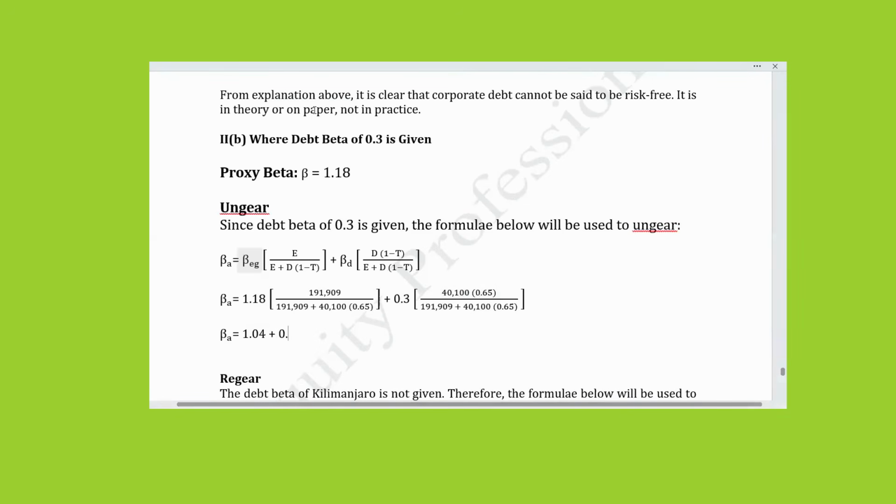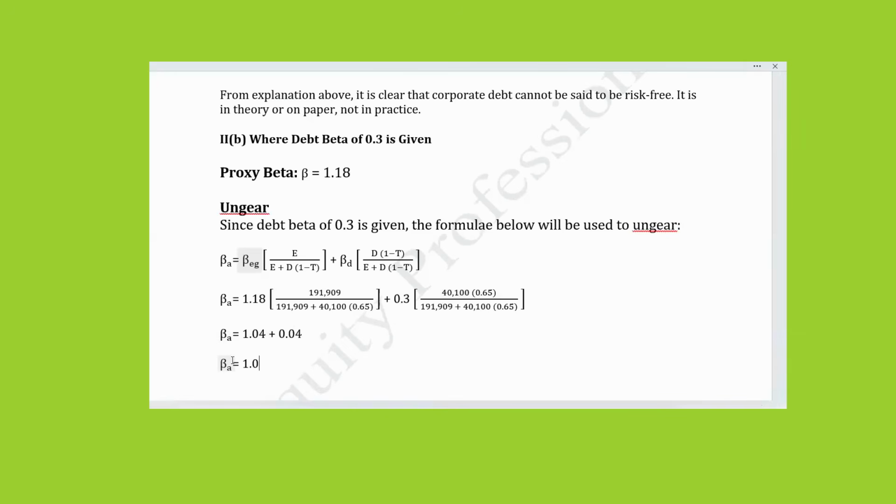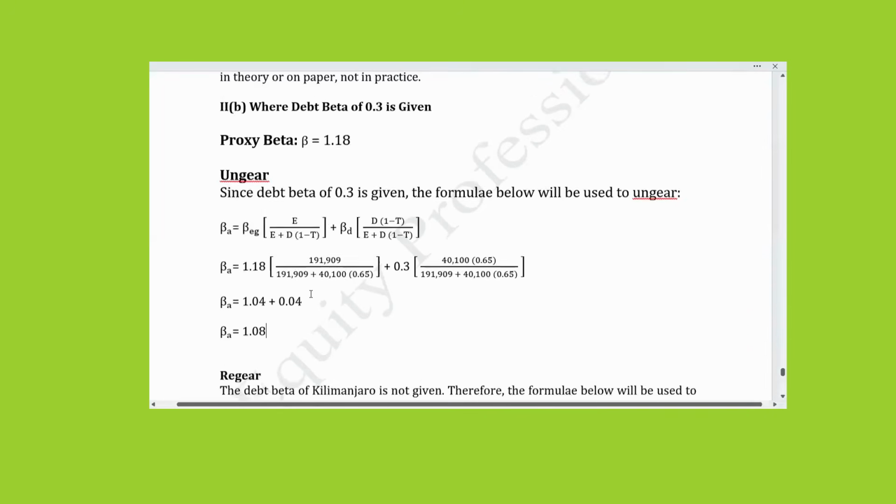Let me use the calculator myself. Oh, sorry, sir, I was muted. 0.04. Thank you. So when you add the two together, that will give us 1.08. So the asset beta, where we are given a debt beta of 0.3, is calculated as 1.08.